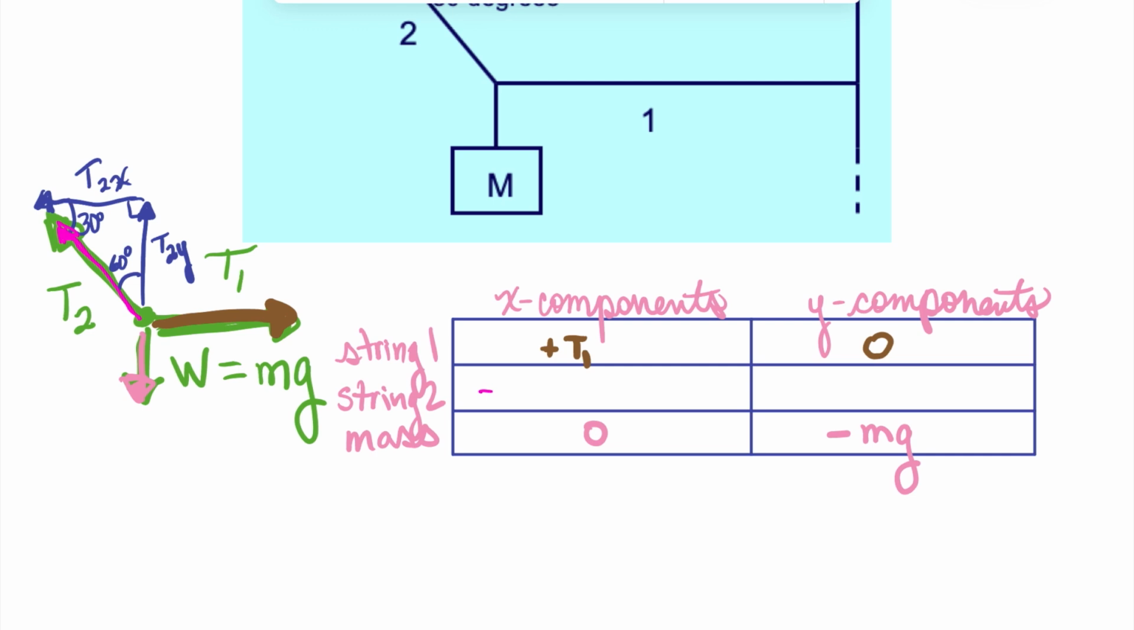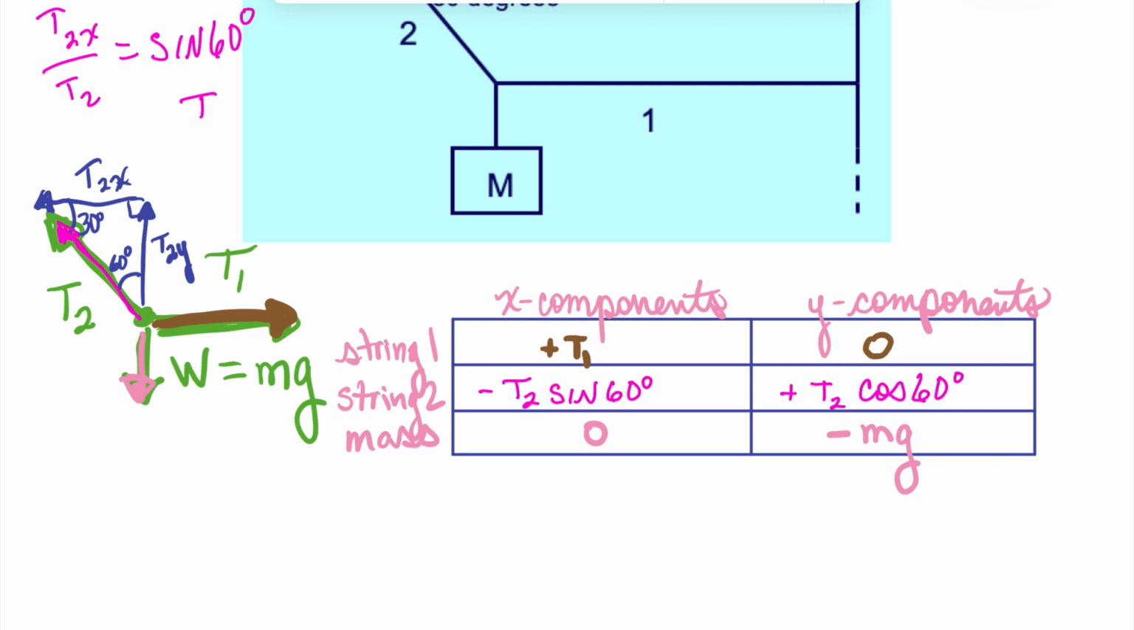Finally, I'm going to put the x and y components of T2 into the table. The x goes in the negative direction, so I need to put a negative sign in there. And the y is in the positive direction, so it'll have a positive sign. The x is negative T2 times sine of 60 because it is opposite that 60-degree angle. And the y component is going to be T2 times cosine of 60 degrees because T2y is adjacent to the 60-degree angle.